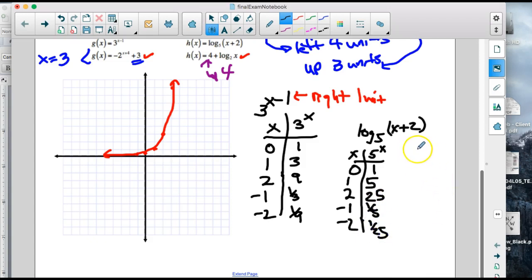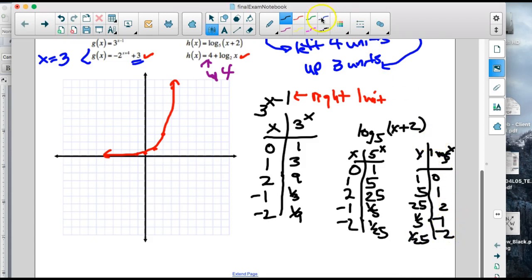So now my log function is going to be 1, 0; 5, 1; 25, 2; and 1/5, -1; and 1 over 25, -2. And then what we have to look at is what happens to this. What's this doing to it? And that's actually moving it to the left 2 units. So we're going to take all these points that I have here and move them left 2 units.